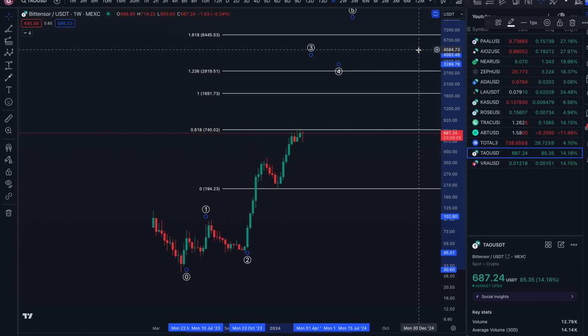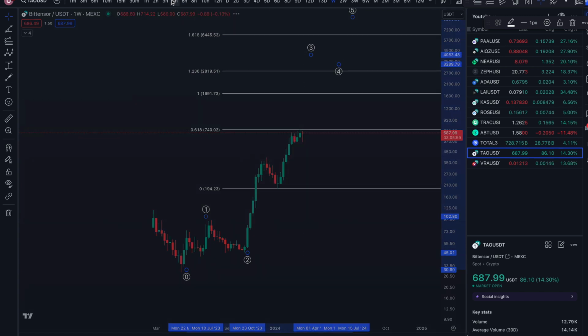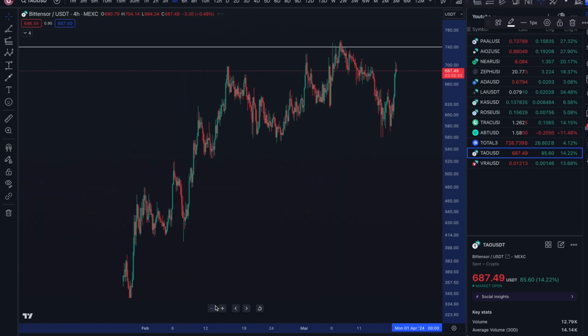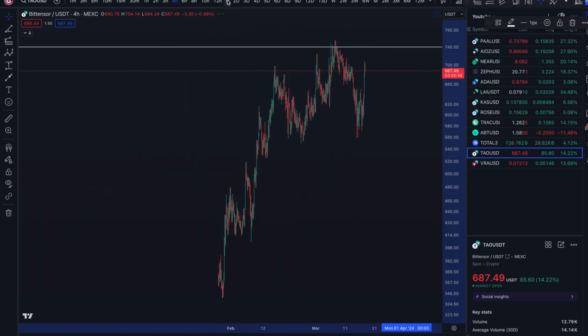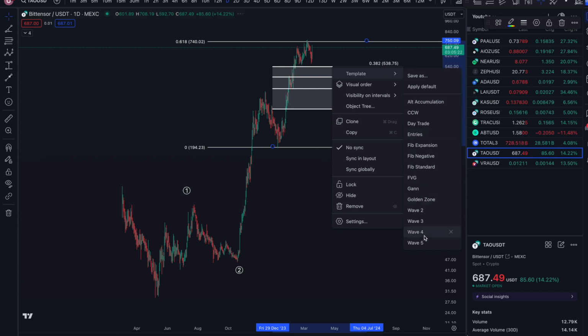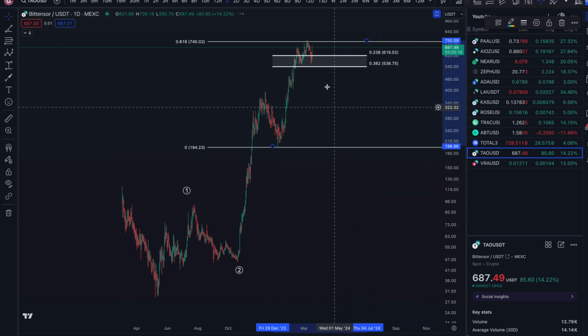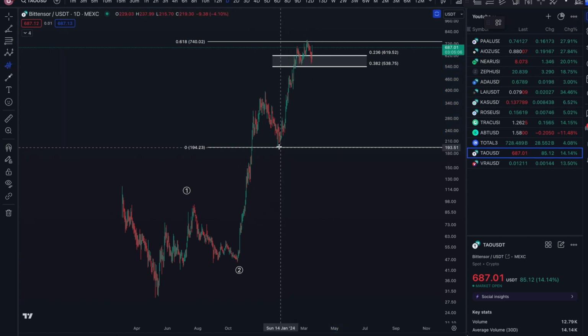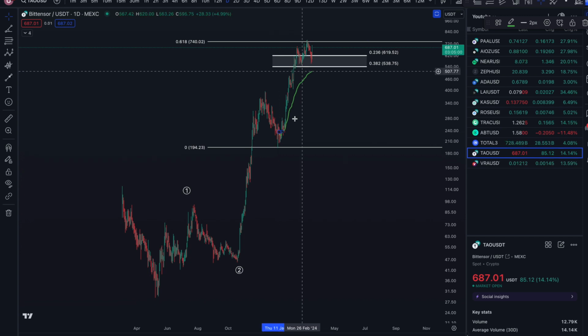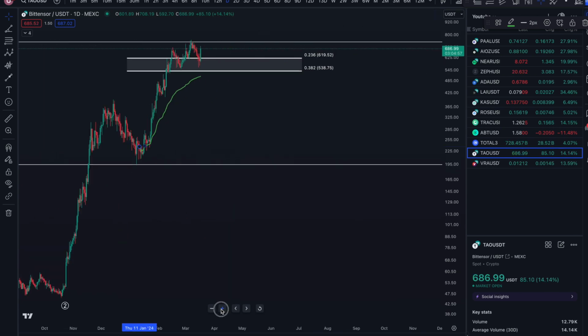Again, this looks like a 1, 2, 1, 2, 3, 4, 5. If I go into the shorter time frames, let's go into the daily and look at a wave 4. We've come into the 382. Let's put an anchored VWAP on the 2. We're coming into support at $500 if it gets there.